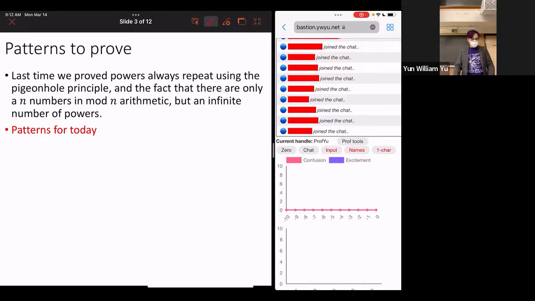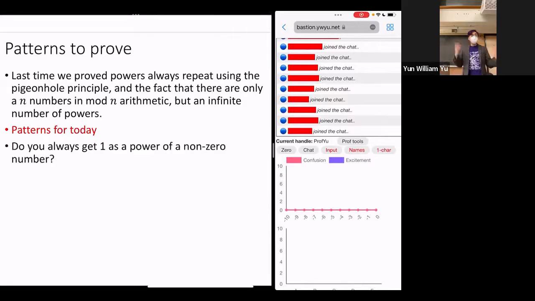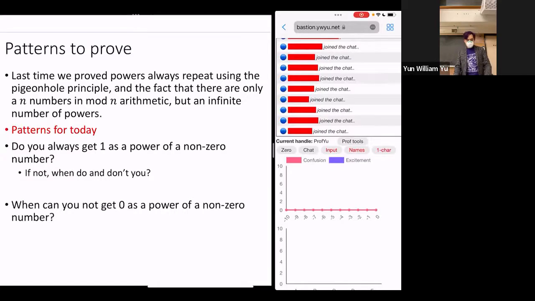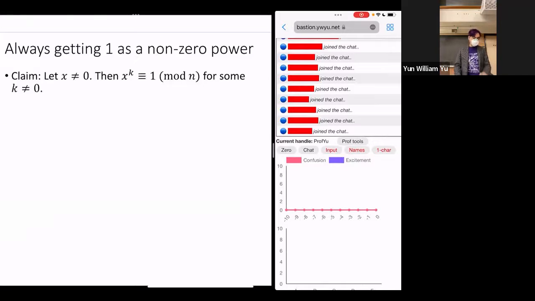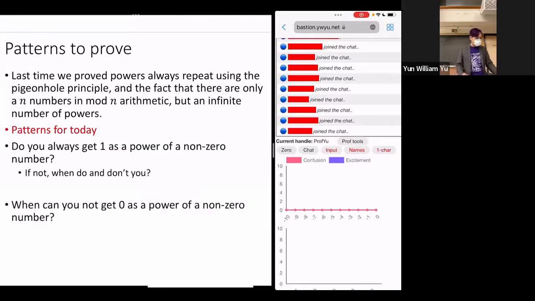So the patterns for today: do you always get one as a power of a non-zero number? Now, if you look at the previous chart, you might be like, well, it seems like one is really often a power of a non-zero number, but is it always? If not, when do you and when don't you? When can you not get zero as a power of a non-zero number? So these are our basic questions, and that's what we're going to try to go through today.